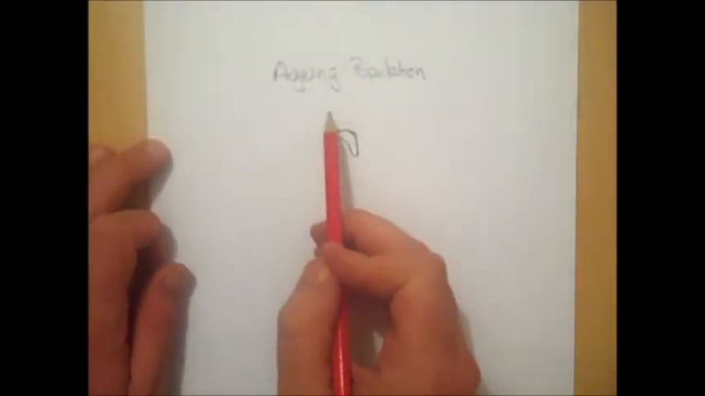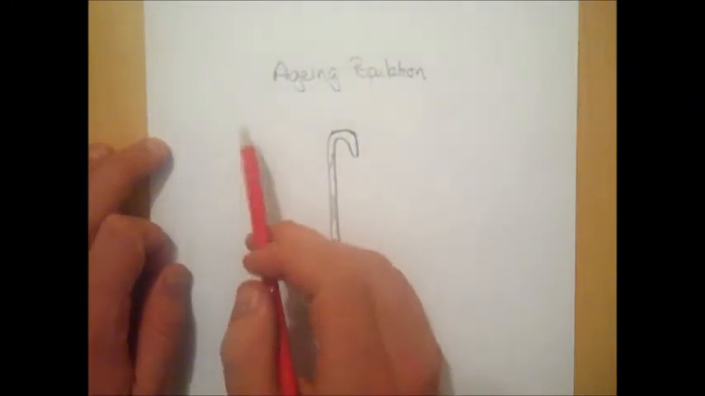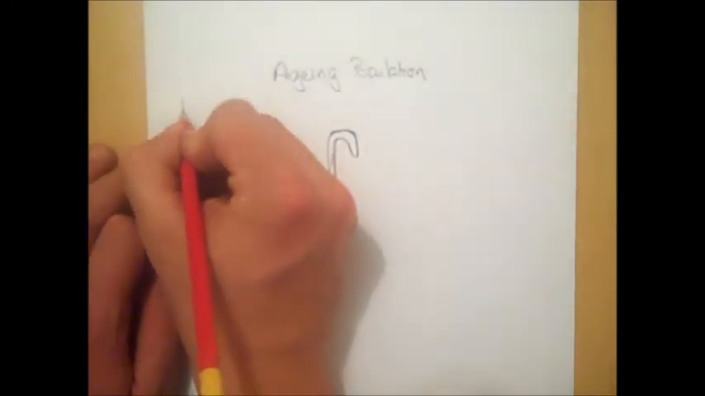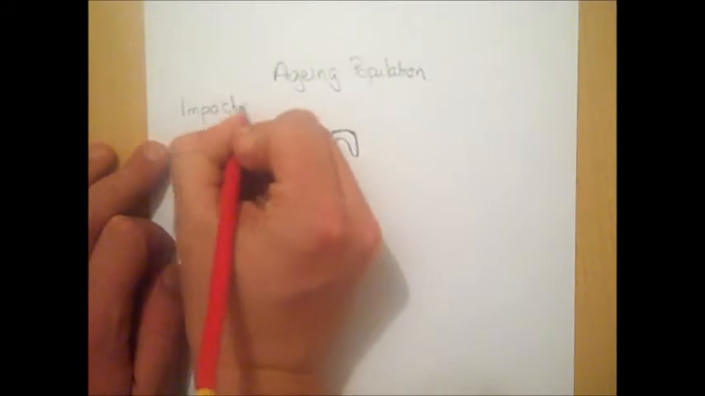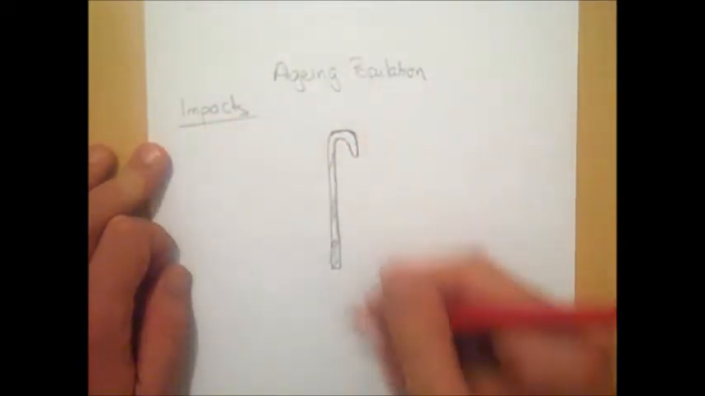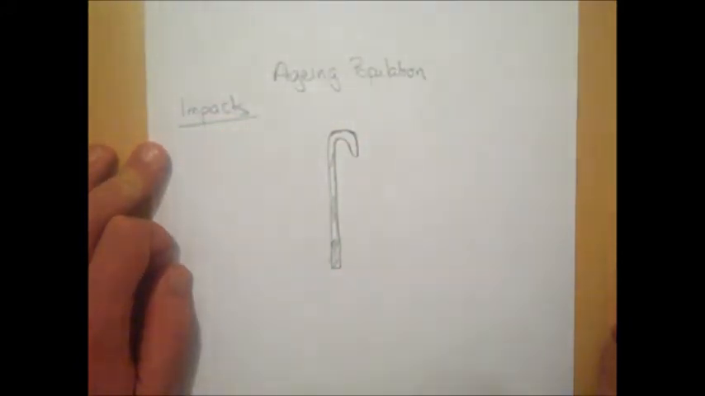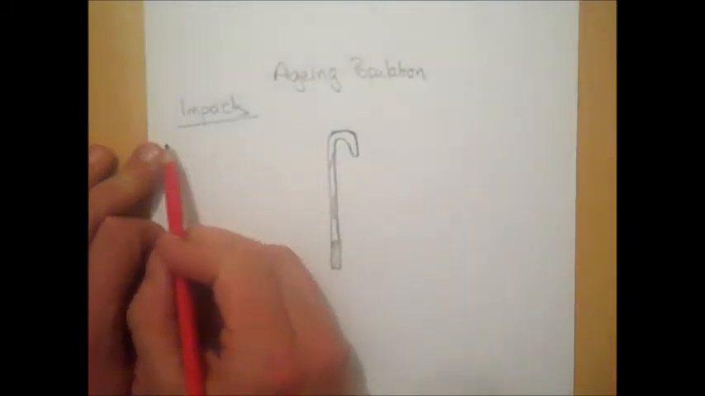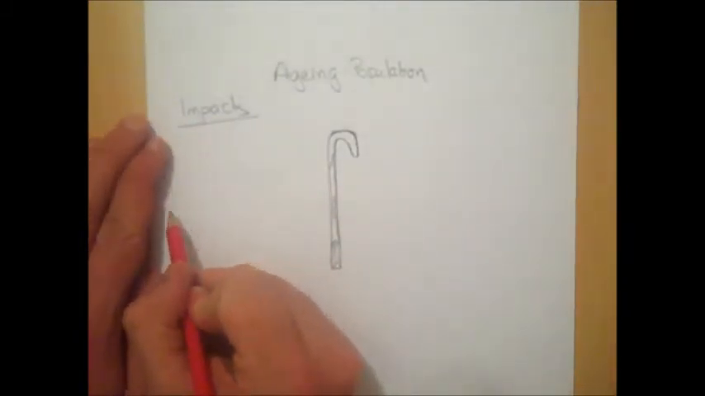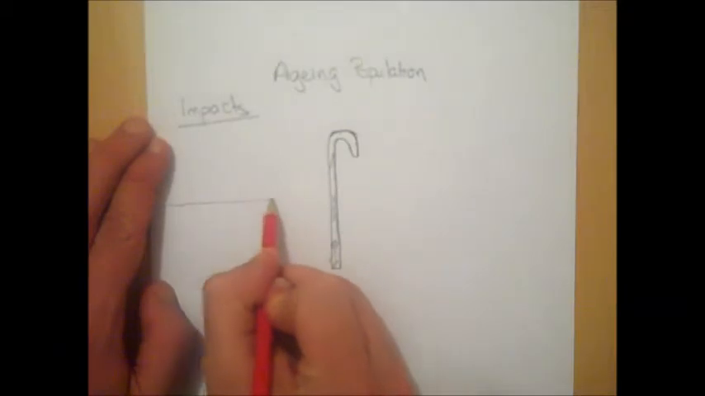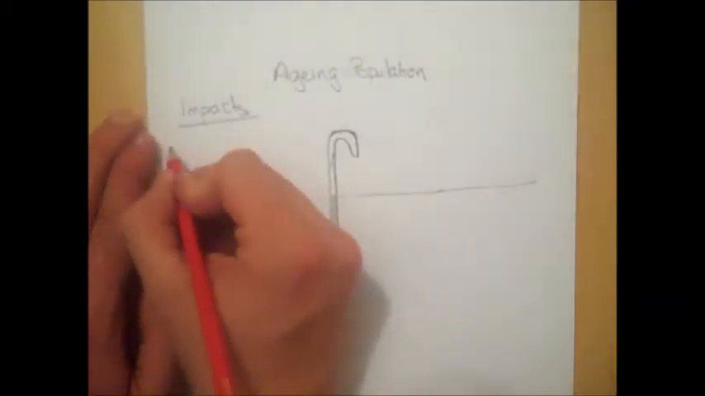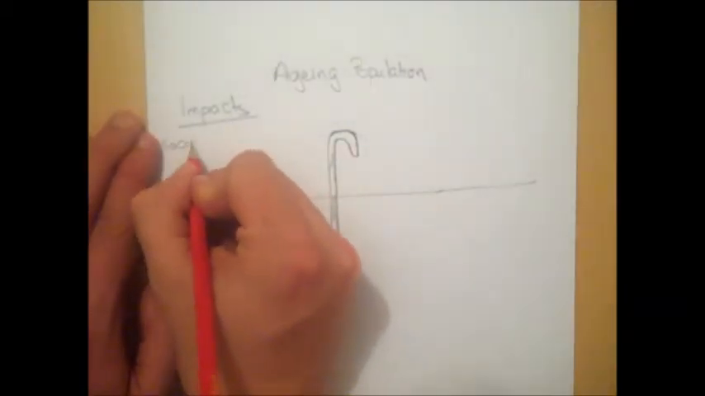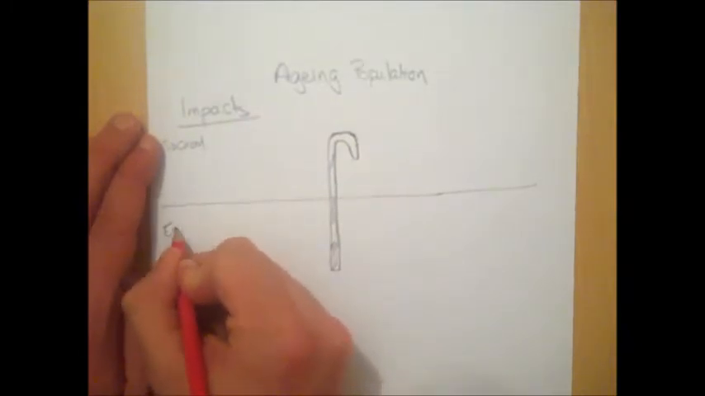When studying ageing populations, again you need to look at the impact of this. So if you start off your diagram with like a walking stick in the middle to remind you of this idea of ageing population, and then put impacts to the left. If you then draw a line across, okay, because what we're going to first look at is the social impact, and then we're going to look at the economic impacts.